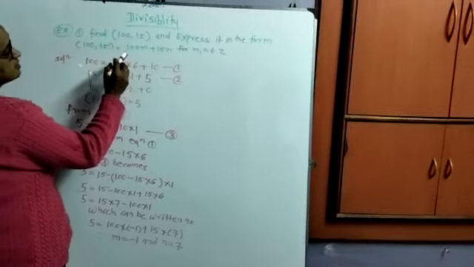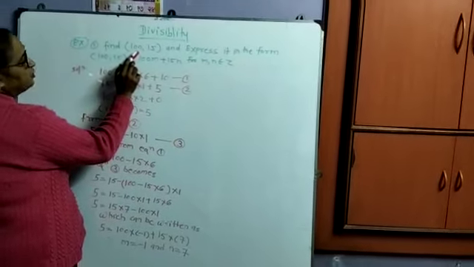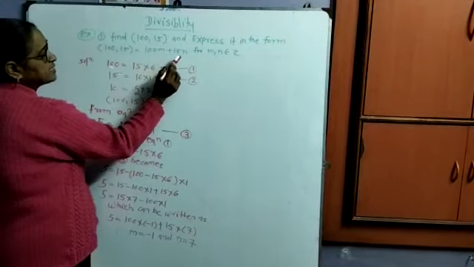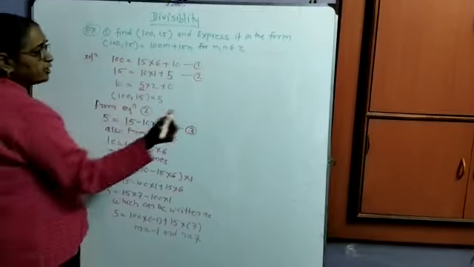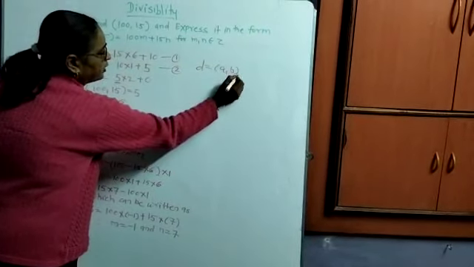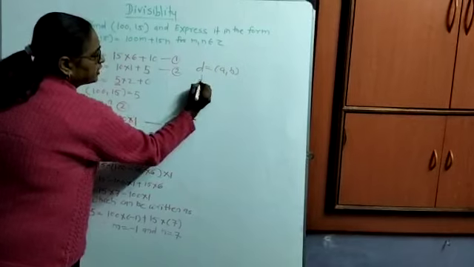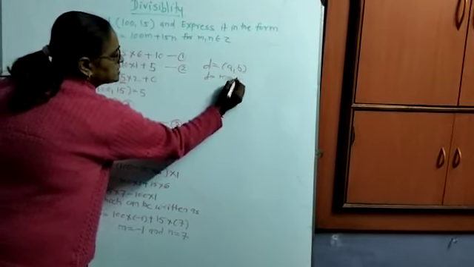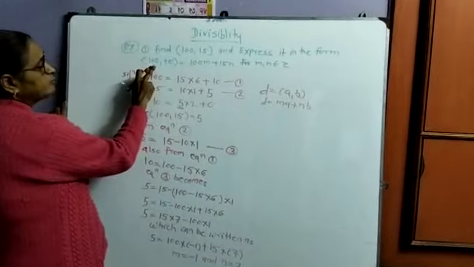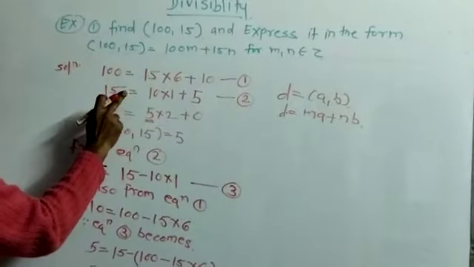Okay students, we consider the GCD of 100 and 15, and we express it in the form of 100m plus 15n. So you already know we denote the GCD by d equals (a, b), and we also know we write d equals ma plus nb. Now see how we solve this problem.